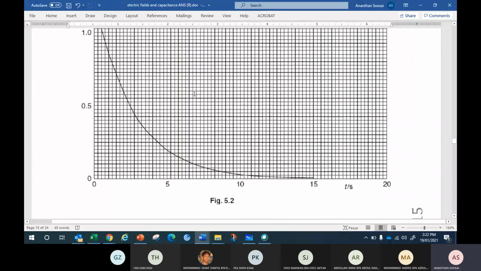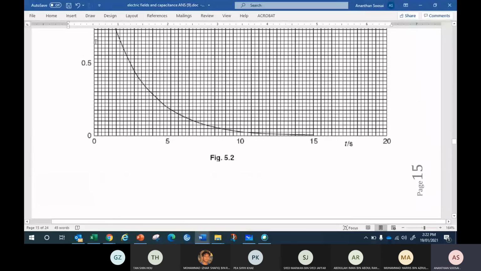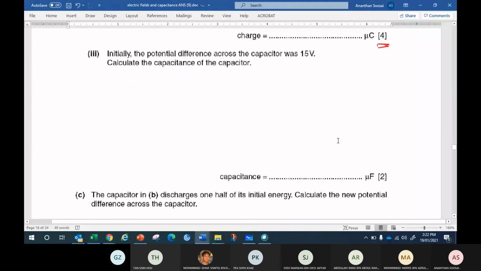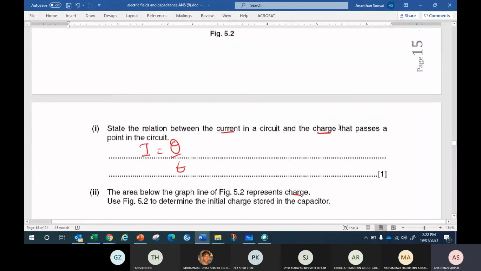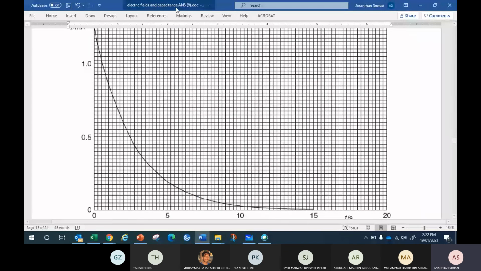How can you find the initial charge? This is current versus time, and they say the area under the graph is charge. So I think this is straightforward, a lot of marks but straightforward. We just find the area under the graph. You can draw a straight line from the beginning to the end.